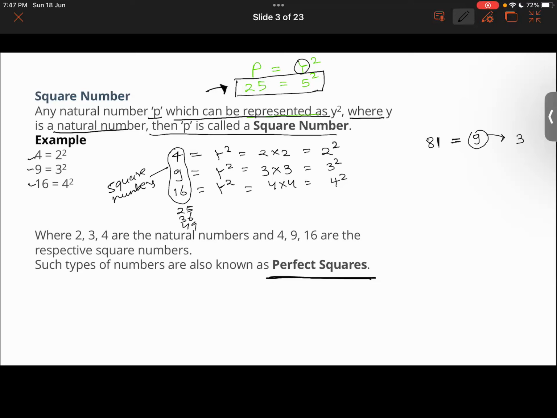Similarly, you can have other perfect squares also. Let's say we have taken another perfect square number, this number 625 here. That's a bigger number. So 625 is a square number. It is the square of which number? It is the square of 25 here. And 25 is the square of 5 here. So we say that those numbers whose square root is also a square of another natural number are called perfect squares.